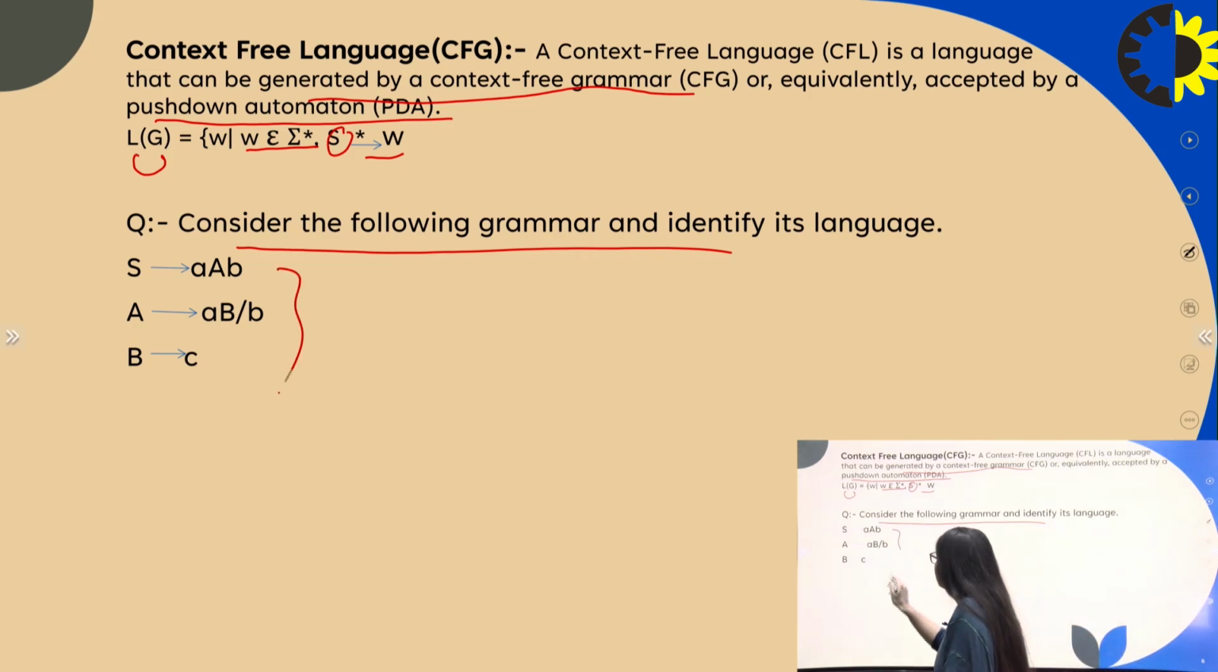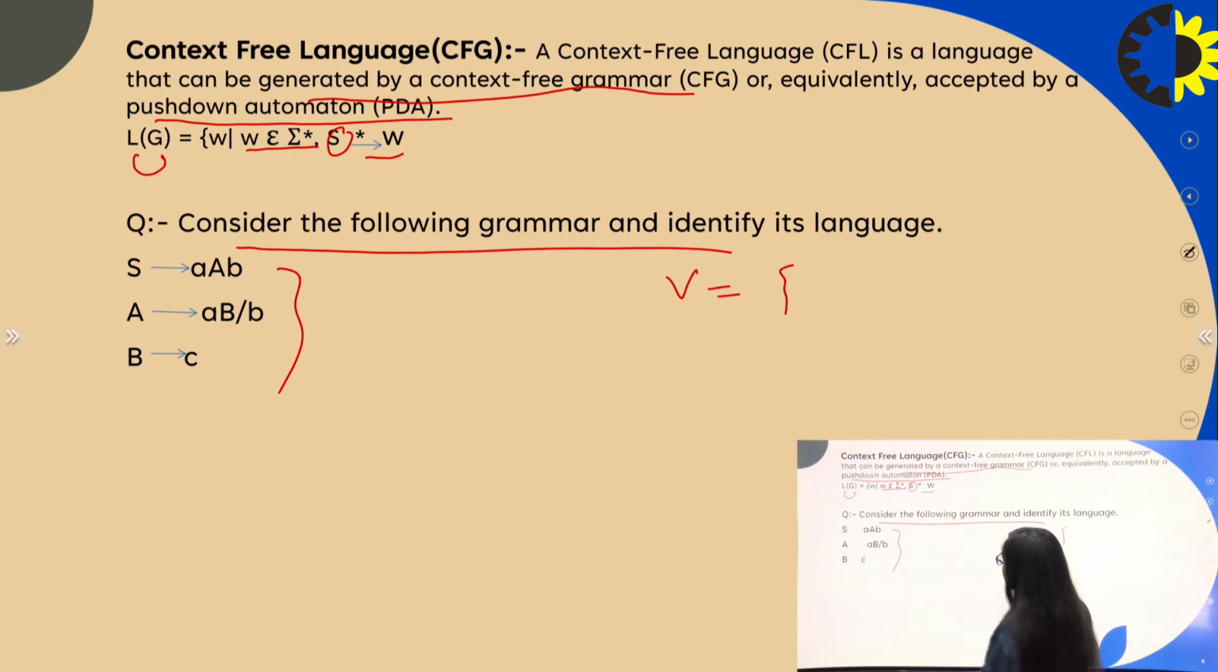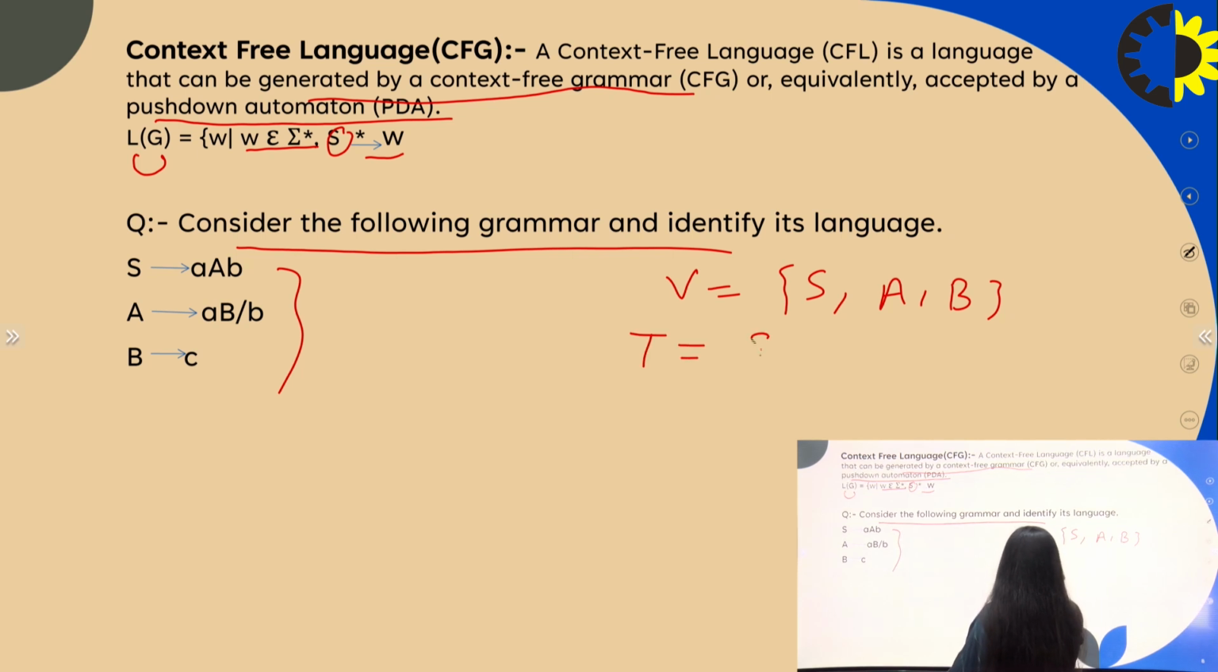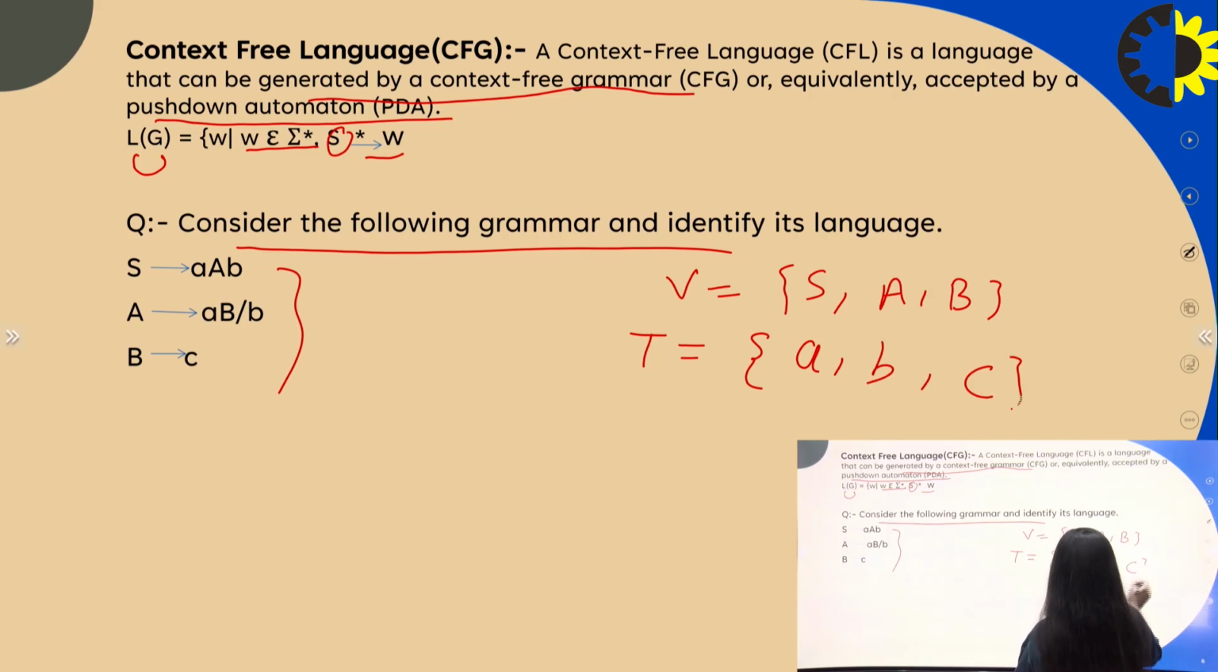We have been given a grammar. What are the non-terminals in this grammar? V equals, there are three non-terminals in this grammar: S, A, B. How many terminals are in this grammar? Small a, small b, c.